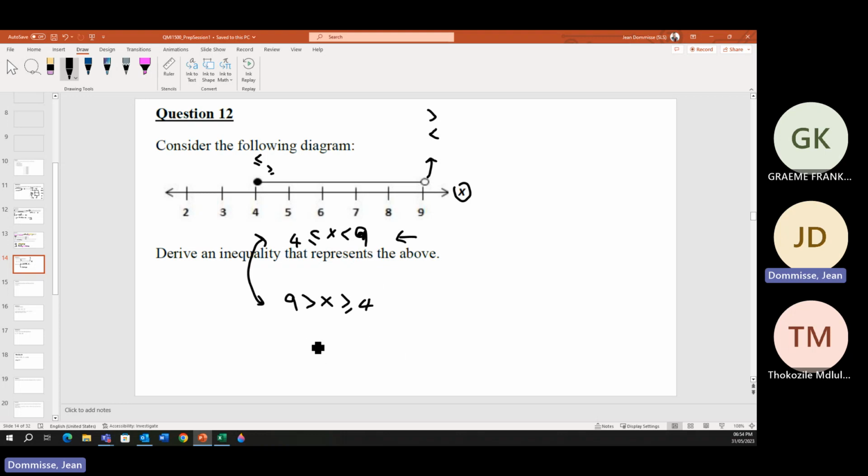Also, if you see it in this format, you read it very similarly: x is bigger or equal to 4, x is smaller than 9. Where with this one you just read x is smaller than 9, x is bigger or equal to 4.